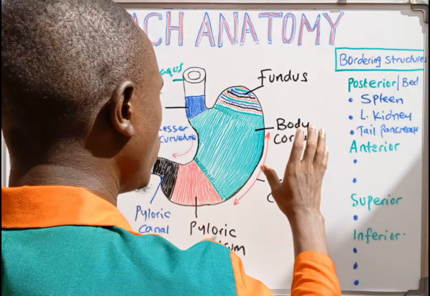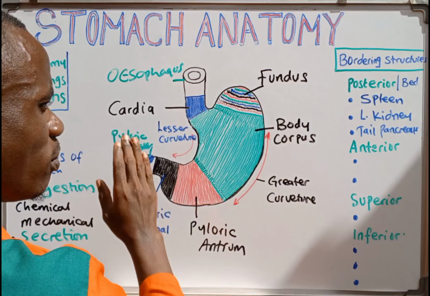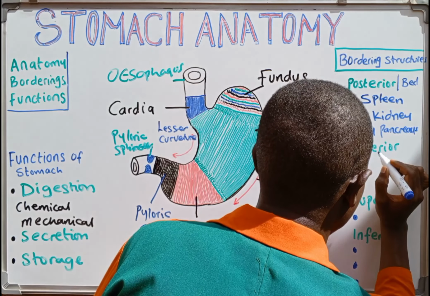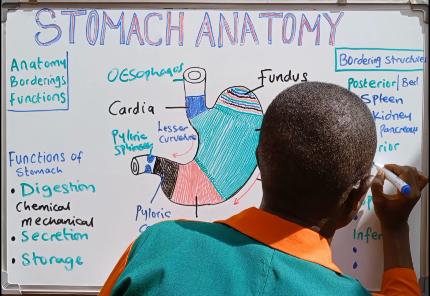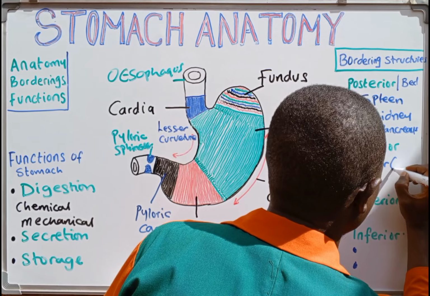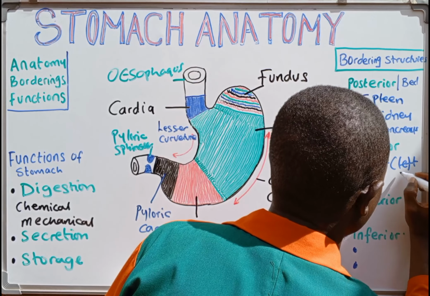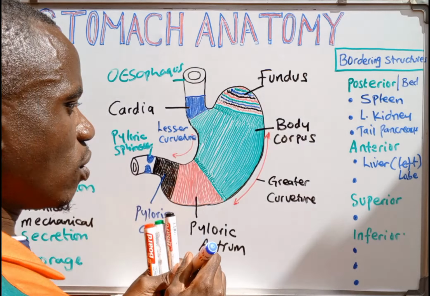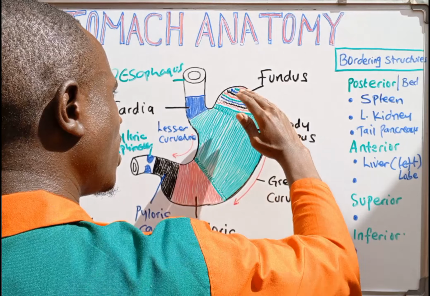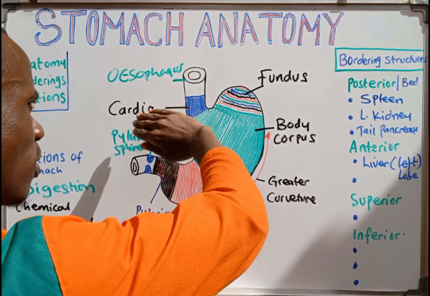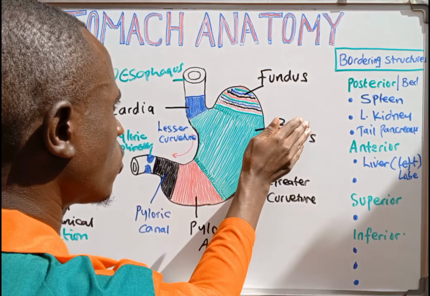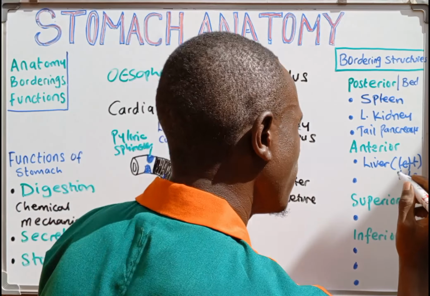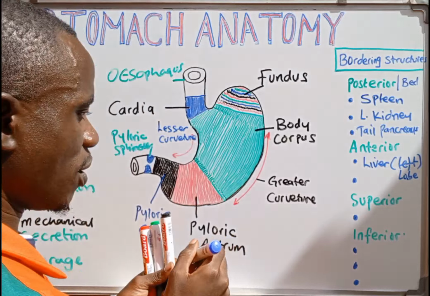Okay, and then when we talk about the anterior part of the stomach, here we are going to be mainly looking at the liver, especially the left lobe. And even also, you're going to be finding a very, very small portion of the diaphragm, because the diaphragm is going to be moving all the way like this. So now we may also see a very small portion of the diaphragm.